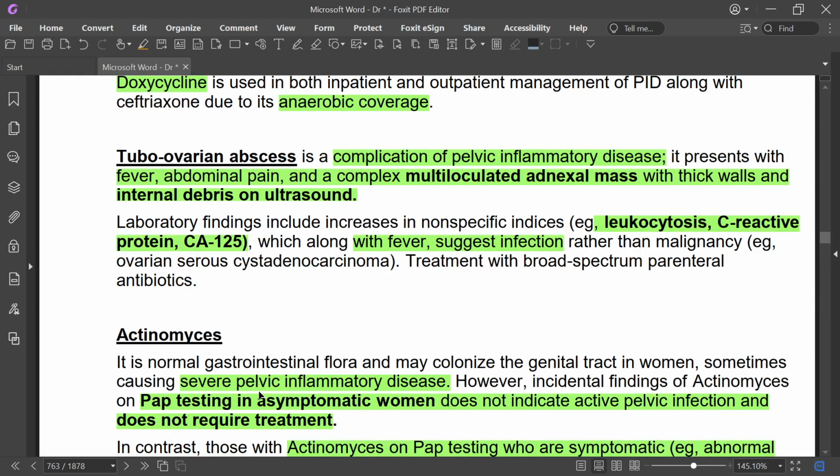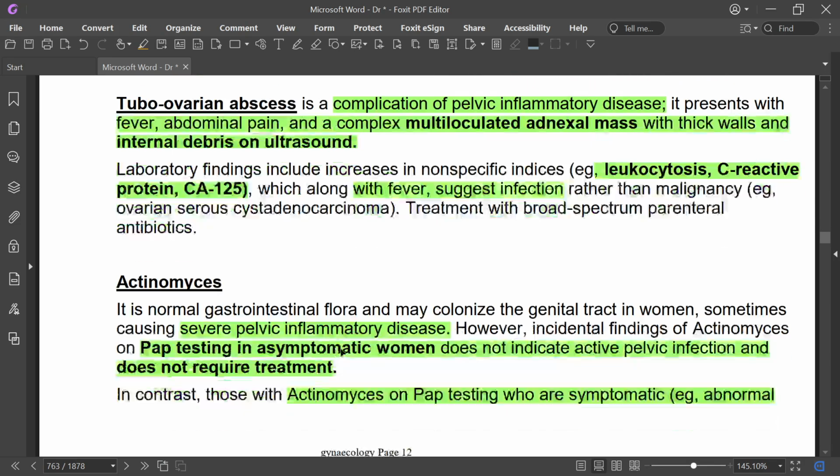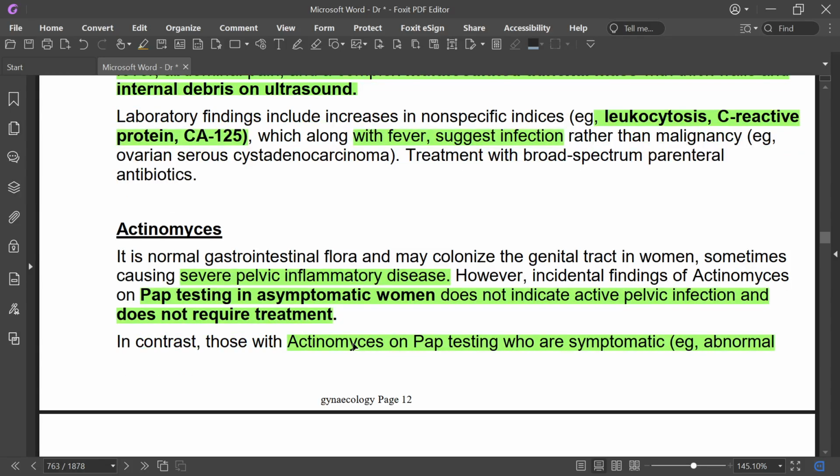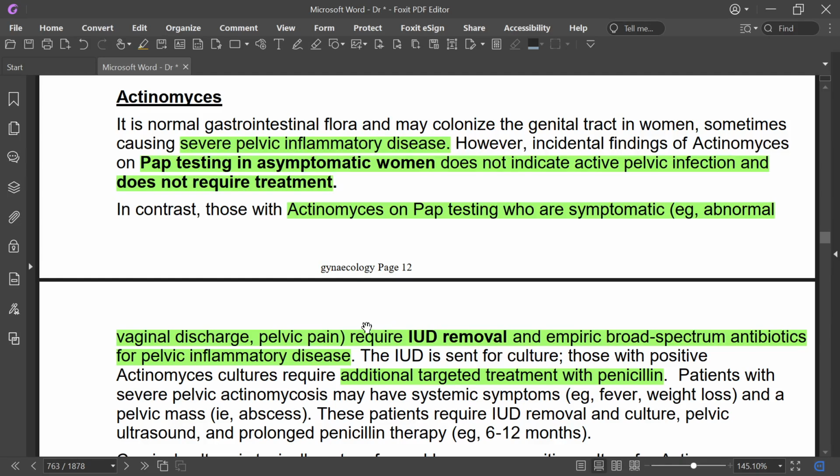Actinomyces israelii actually causes oral infection, which is the most common, but it can cause PID as it is a normal flora. As it is a normal flora, it can ascend and cause pelvic inflammatory disease. If it is asymptomatic, actinomyces does not need treatment. But if symptomatic actinomyces, abnormal vaginal discharge and pelvic pain require IUD removal first.